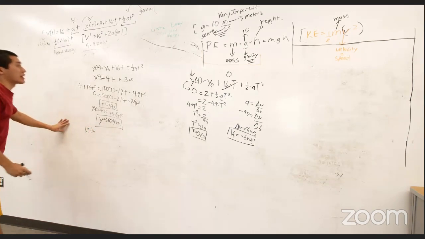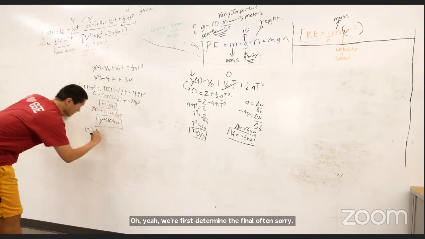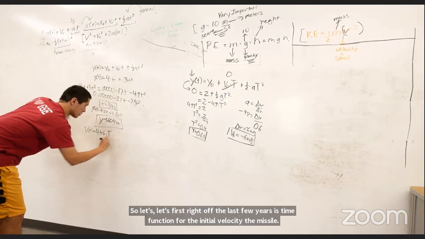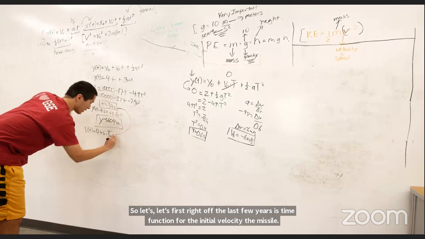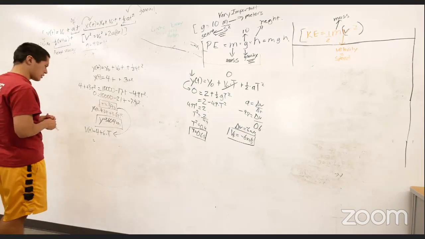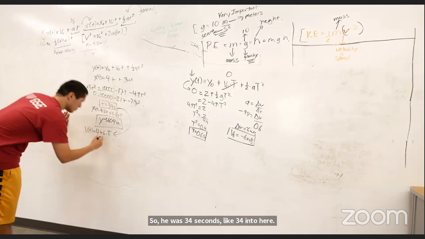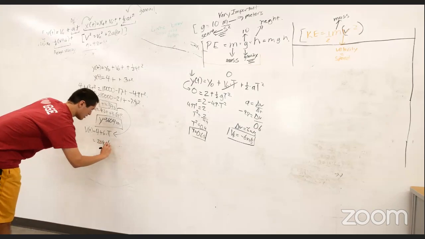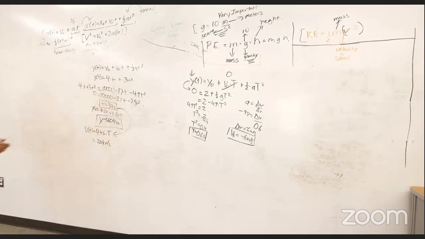plus acceleration times t. v naught is the initial velocity of the missile, which is 4, plus the acceleration, which is 6 times t. So t was 34 seconds. We're just going to plug 34 into here. 6 times 34 is 204, I think. And 204 plus 4 is 208 meters per second. I think I might have done it a little off, but it should be something like this.